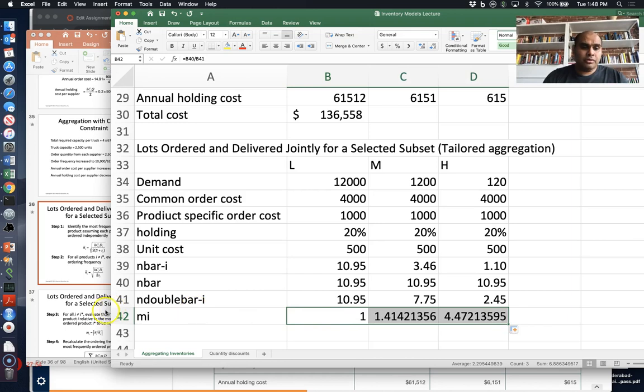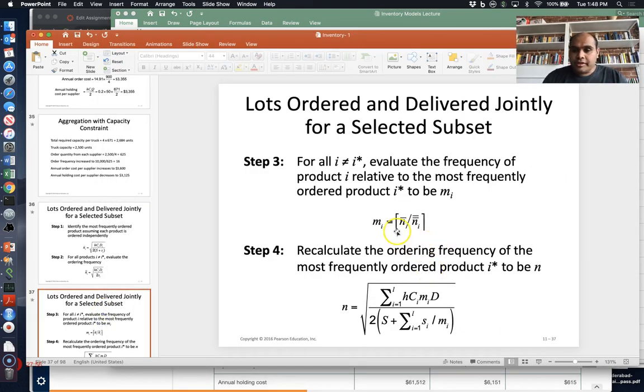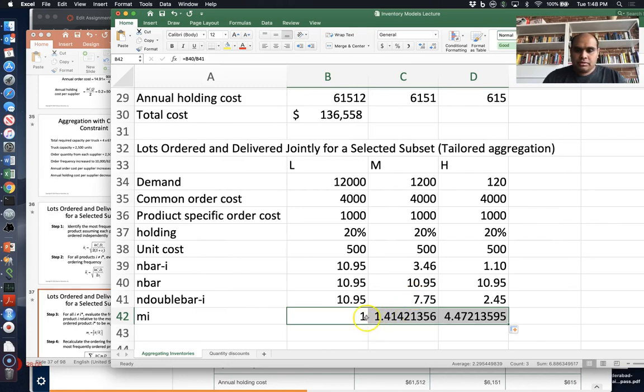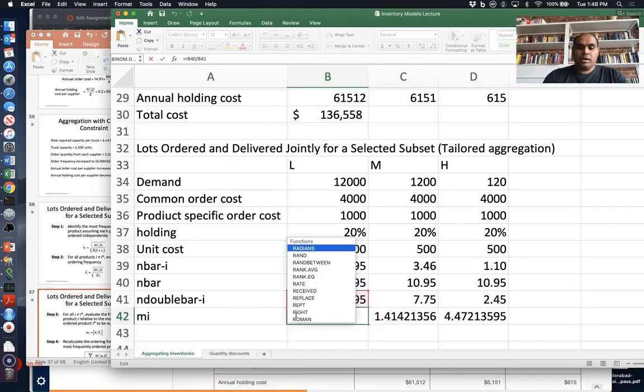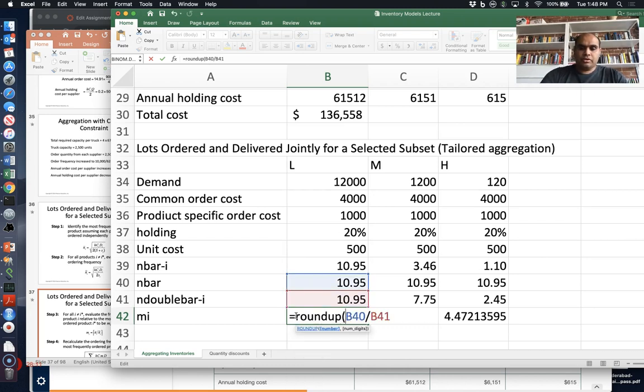Now remember, when you look at the formula for this, you see this symbol. This symbol is the rounding up. So we have to put the rounding up formula in here. It has to be not just divided by that, but rounded up. Round up is a formula in Excel. It always rounds up whatever the value, and we want 0 decimals.